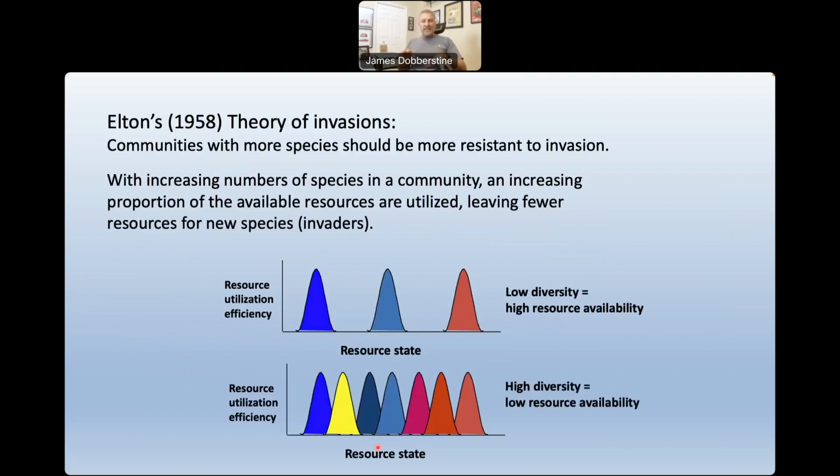The increasing number of species in a community essentially leaves fewer resources available for new species, in this case, invaders. And so, in essence, the invaders have to work much harder in order to establish a toehold against the home team, right? And so it's harder for them to get that toehold, and so oftentimes won't be able to establish, or if they do, they won't persist over a long period of time. They'll get crowded back out themselves.